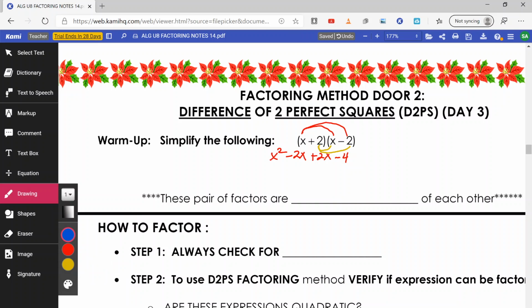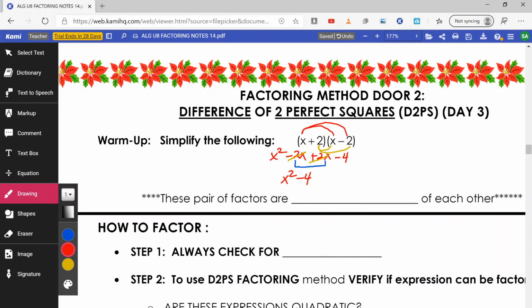From here, we'll combine like terms. We can do negative 2x plus 2x. These will actually end up canceling out. So same number, opposite signs, they will cancel out, leaving us with x squared minus 4. So difference means we are subtracting two perfect squares.